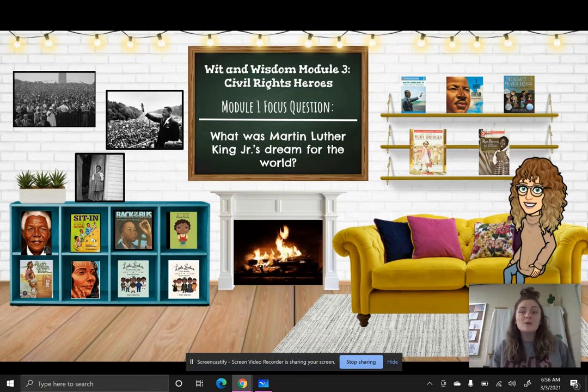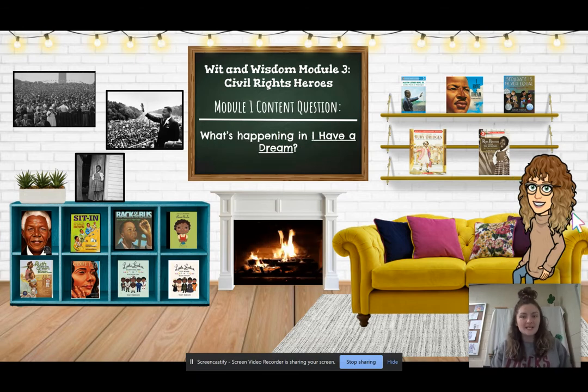So today we are going to continue to talk about what's happening in the book, I Have a Dream. Yesterday, we talked about the first 11 pages of this text, and we looked at the paintings and at the phrases and words that Dr. King used in his I Have a Dream speech. Today, we are going to be exploring the rest of the text, and we are going to be looking a little closer at what Dr. King was trying to communicate about his dream.